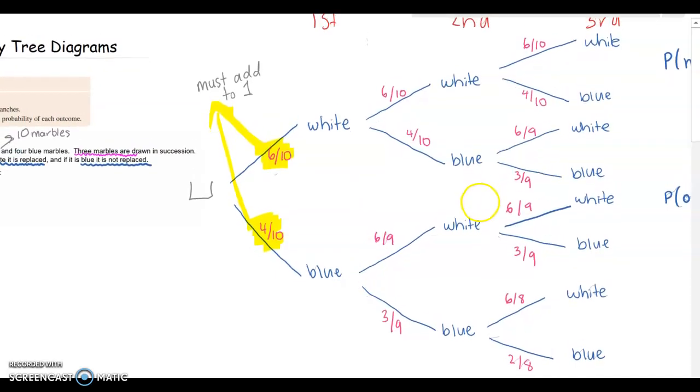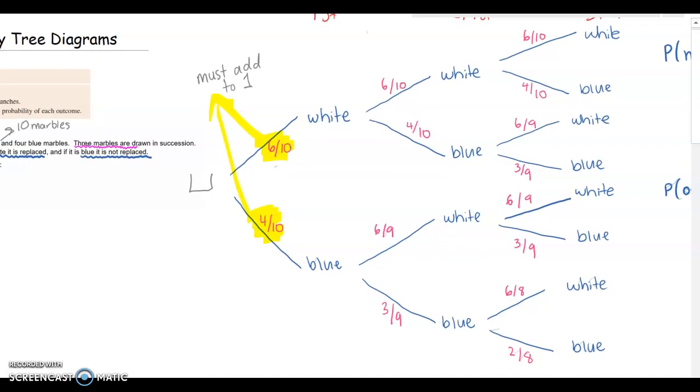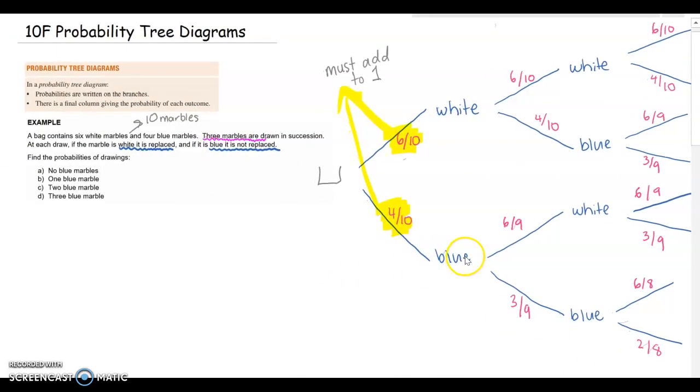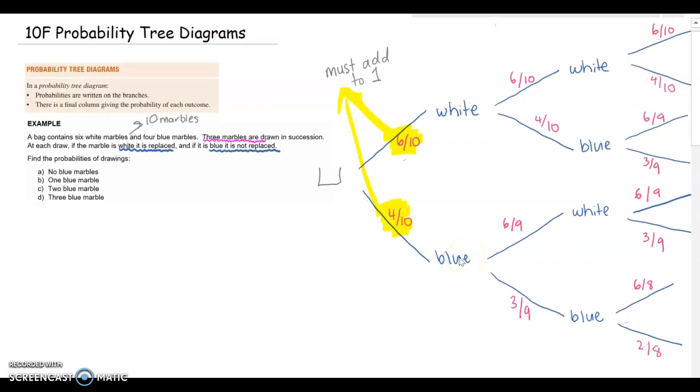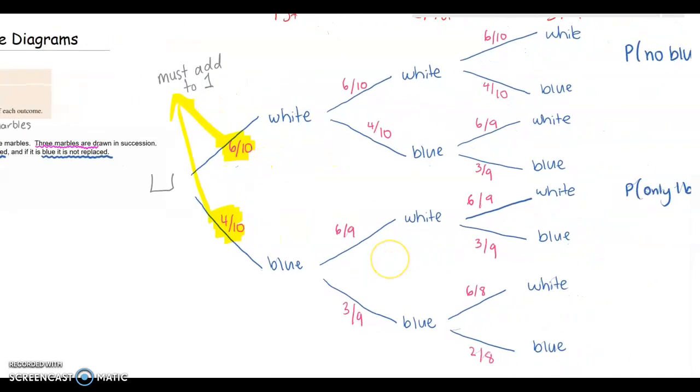We've got the second marble and our third marble being our second and third vertical columns in our tree. So when we draw our second marble out, we're drawing a white and a blue off each of these. If you go back to the question, 3 marbles are drawn in succession. So we're going to look at our second draw now. If the marble is white, it is replaced, and if it is blue, it is not replaced. So a white marble is put back in, a blue marble is not.